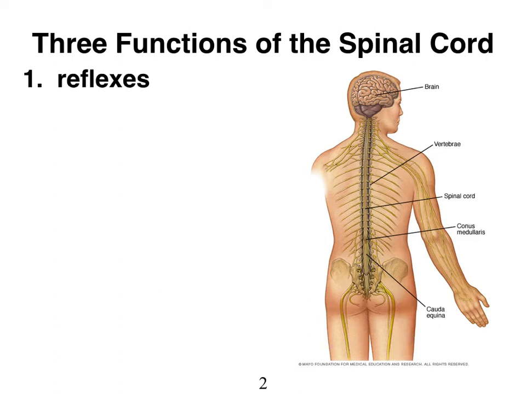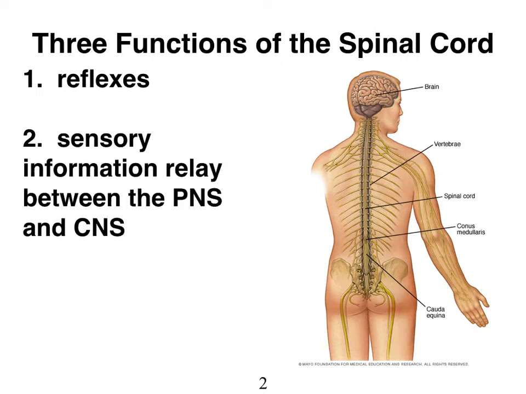Second, the important role of the spinal cord is to help relay sensory information, to take sensory information from the peripheral nervous system and deliver it to the central nervous system. The important function is that it is linking the spinal nerves to the brain. So that would be from the peripheral nervous system to the central nervous system, especially in regards to the brain.